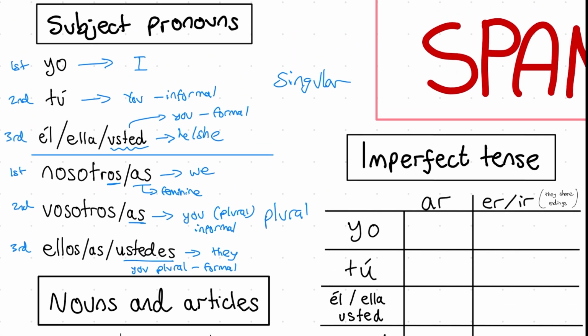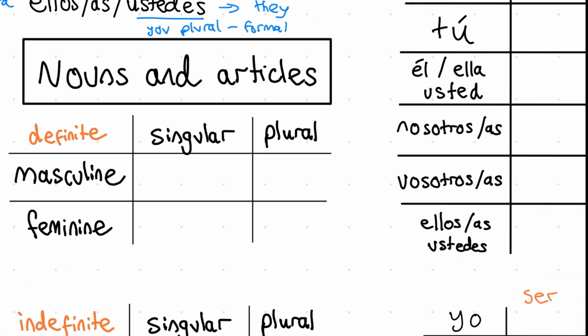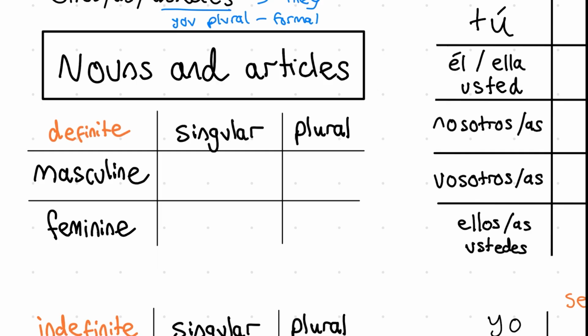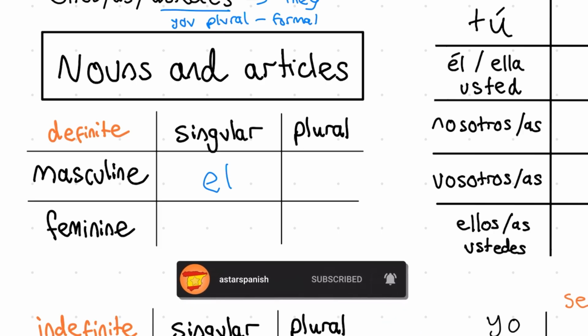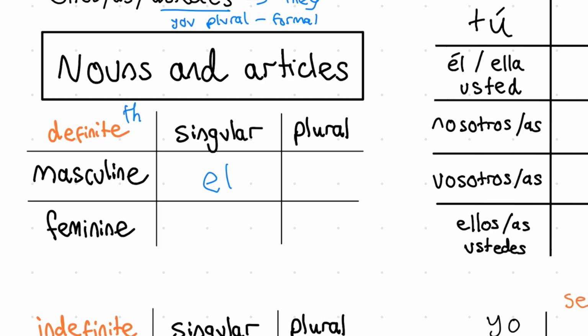Okay, moving from subject pronouns on into nouns and articles. So we've got 8 different articles in Spanish. The masculine singular definite article is el, and the plural of el is los. The feminine singular definite article is la, and the plural is las. All of these 4 words are going to mean the.